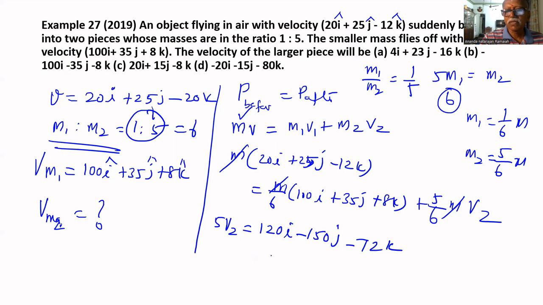We have to subtract this, minus 100i minus 35j minus 8k. So what you will get: 120 minus 100 equal to 20i. The answer is 20i.